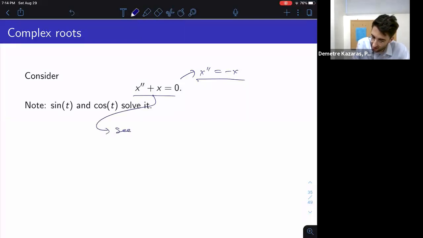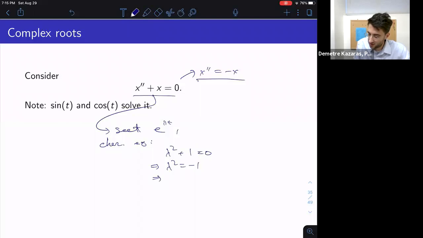We seek a solution of the form e to the lambda t, and then we want to solve the characteristic equation, which in this case would be just lambda squared plus, well, there's no lambda term because there's no x prime term, and then plus 1 for the coefficient next to x. Okay, and whoopsie, this leads you to lambda squared equals minus 1, or lambda itself is equal to plus or minus the square root of minus 1.